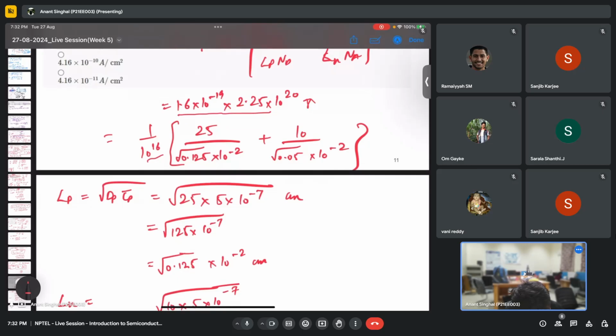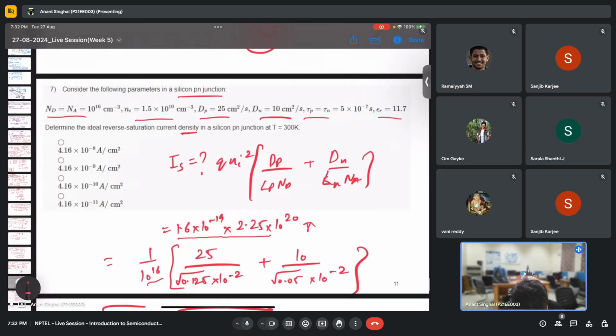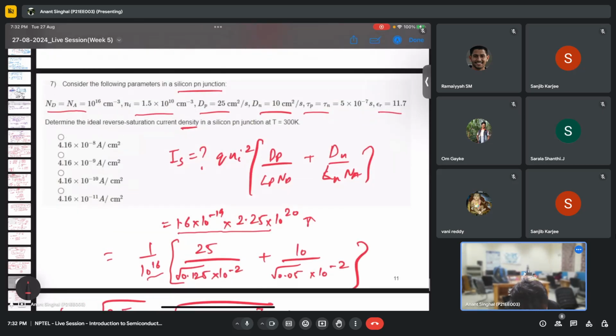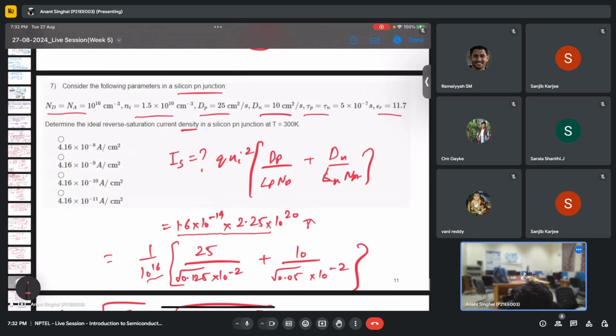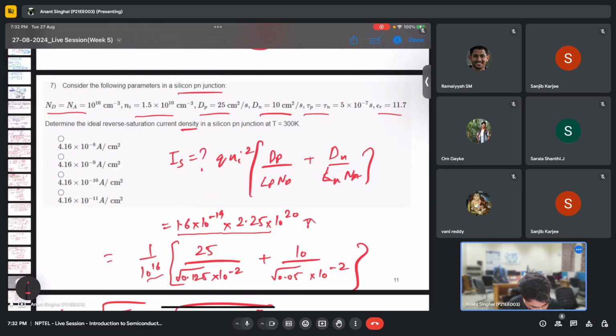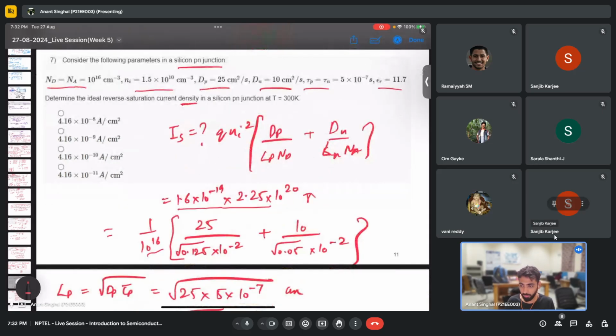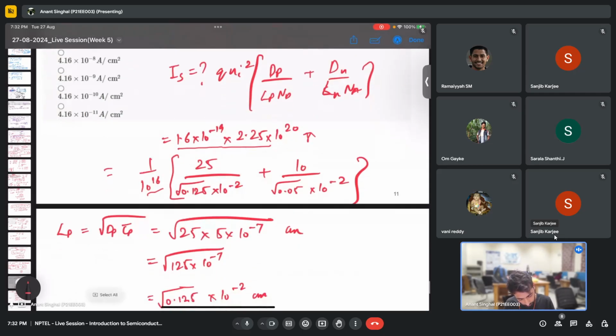What else are we left with? 4. You need to check what exactly will be the answer. The calculations will be like this only. Is it fine? Shall I leave it? Okay, then we can move ahead.